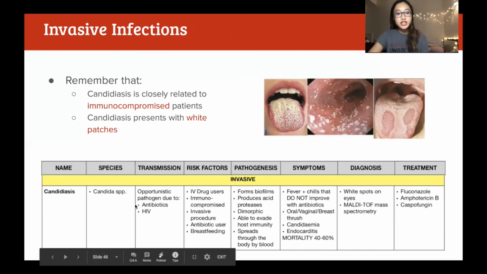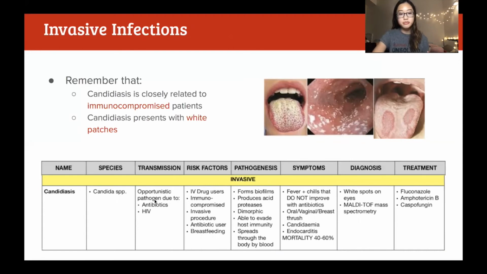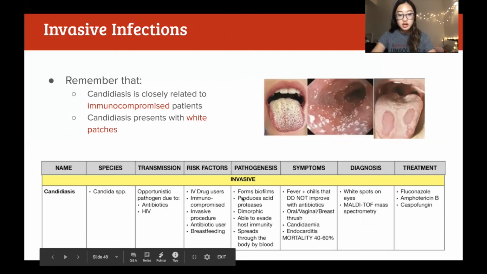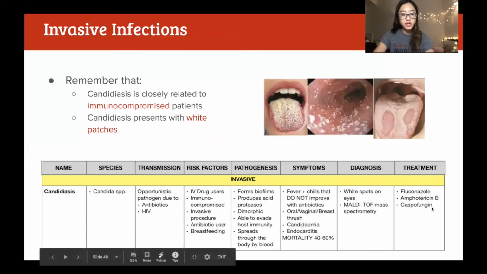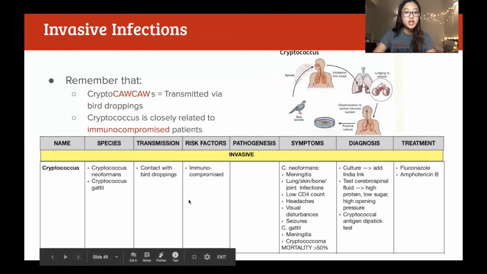It's also closely related to immunocompromised patients, so people having HIV, and also people that take IV drugs, and it can also result from very invasive procedures. Okay, and then just remember that when you see white spots, you think, okay, candidiasis. And then it can be treated by all three of your core drugs. So, not too much about that.